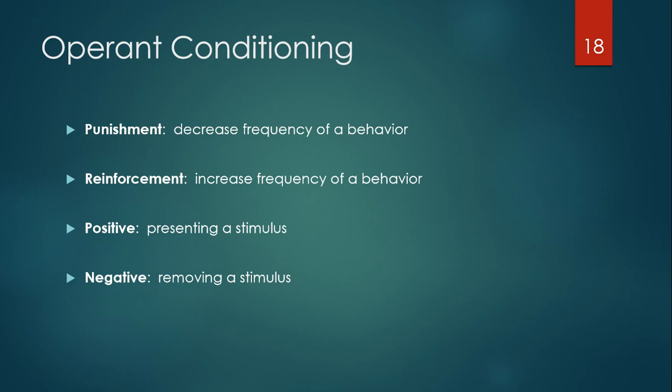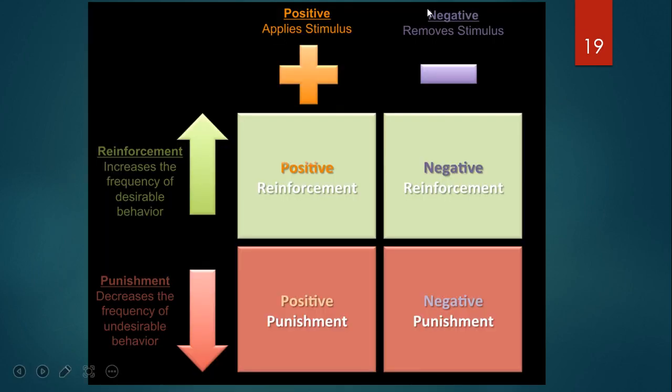All right, so we've got our four terms here, and we can combine them to create our four different behavior modification techniques. We've got punishment, which means we're decreasing the frequency of a behavior. Reinforcement means you're increasing the frequency of a behavior. Positive means you're adding a stimulus. Negative means you're removing a stimulus. And we can use these terms to make this little table here.